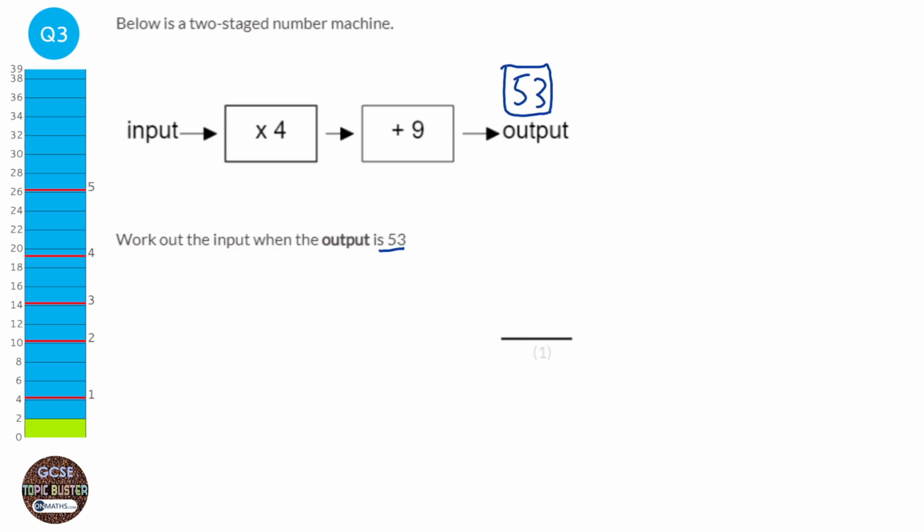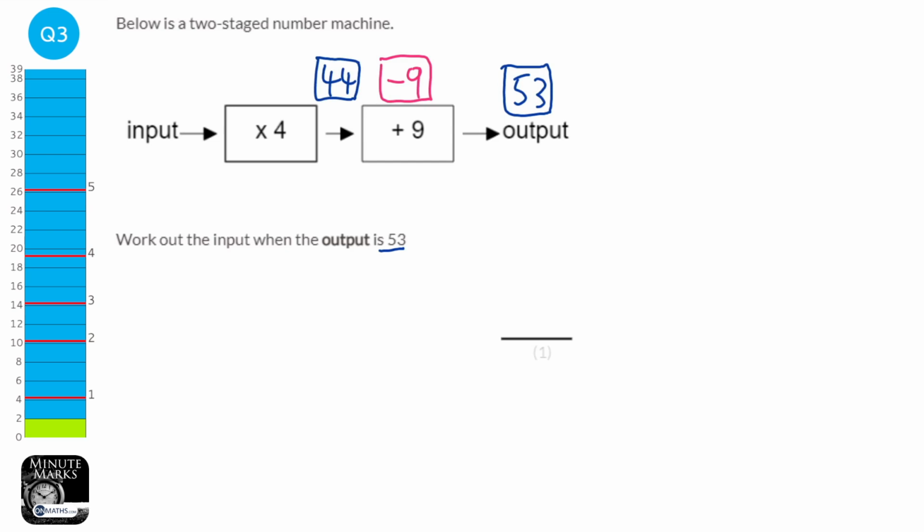In this question we're given the output as 53, so we know that the output was 53. So now we've got to work backwards. And when we work backwards through a function machine or a number machine, we do the opposite of what it says. So this first one says +9, but when we go backwards we do the opposite, which is take away 9. So we do 53 take away 9, which is 44. Now we can check that by going the other way, so 44 plus 9 is 53, so that works.